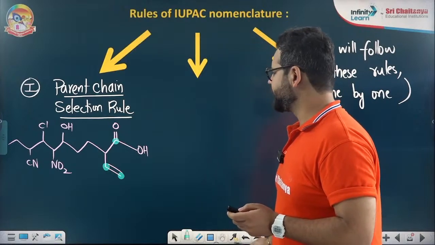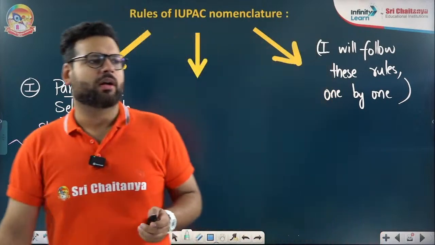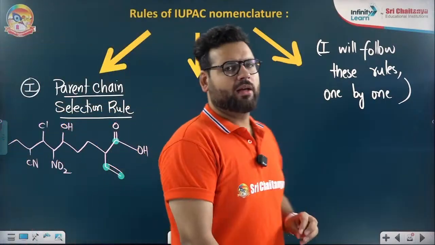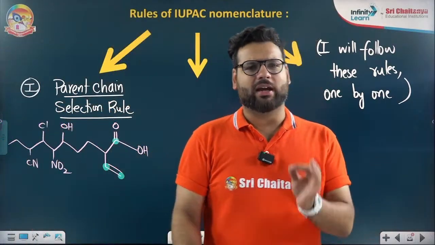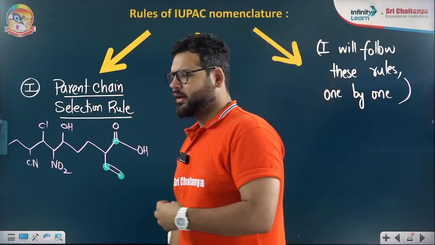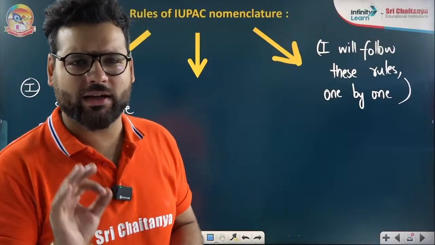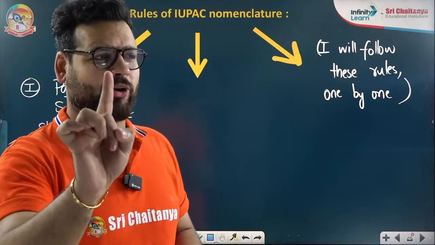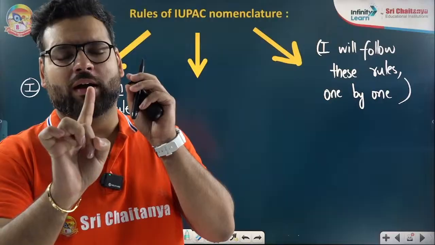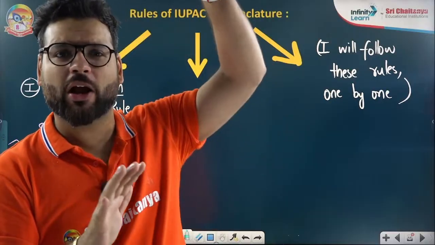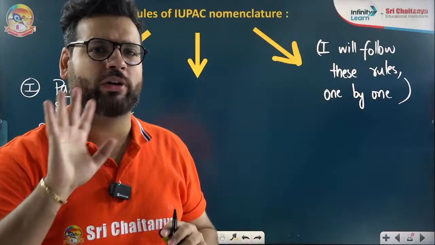I am explaining it again. Angel, beta, I have not written the rule yet. I will write the rule. The first rule says, while selecting the parent chain, listen carefully. While selecting the parent chain, first point: the carbon carrying the main functional group, which tops the priority table, must be included.